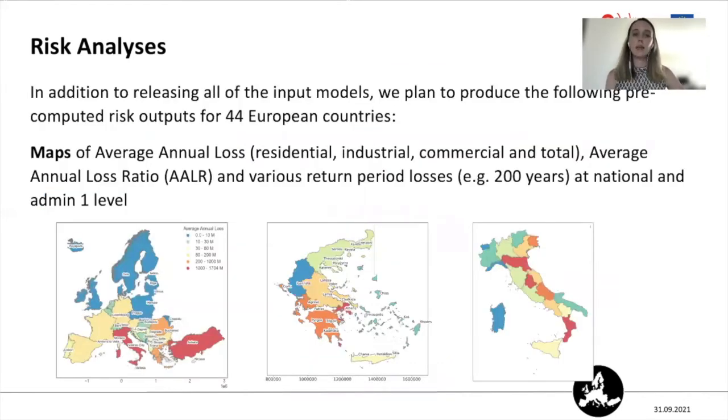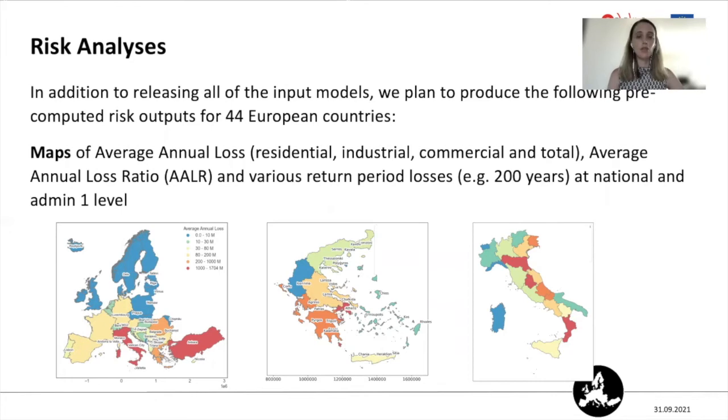We will be releasing a number of pre-computed risk outputs for 44 different countries. I'm just going to show you some examples of those pre-computed risk outputs, but as I mentioned before, all of the input models will be openly released, so people can reproduce their own results and also investigate the risk model using other, perhaps more detailed risk metrics than those which we are able to pre-compute at the European scale. So we'll have maps of average annual loss. We'll show those for different classes of buildings, so residential, industrial, commercial, but also all of the buildings. We can divide that average annual loss by the exposure value to get the average annual loss ratio.